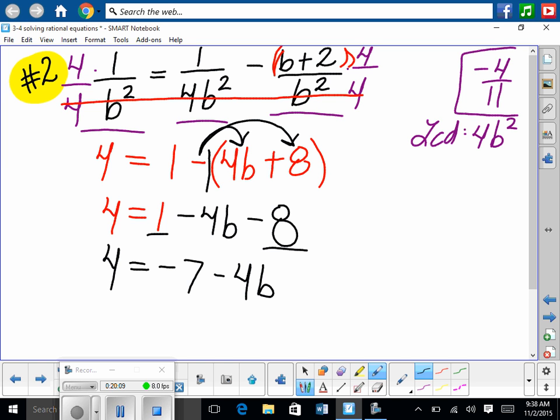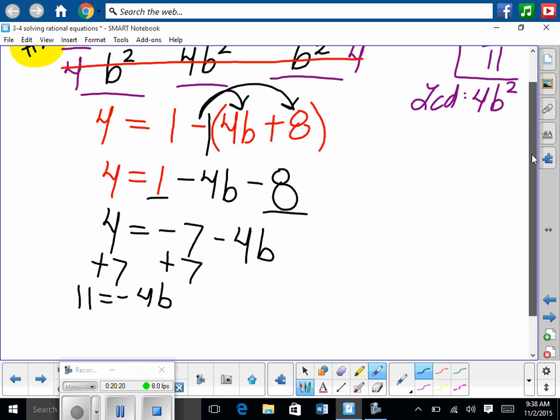Then what would I do? Solve for b. Add 7 to both sides. So I get 11 is equal to negative 4b. And then what would we do from there? Good. Divide both sides by negative 4. I wrote that upside down on accident. So b is equal to 11 over negative 4.